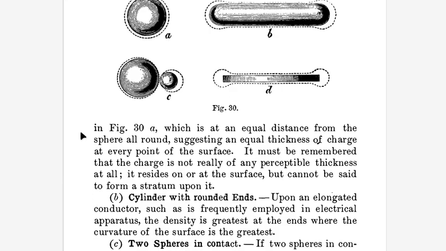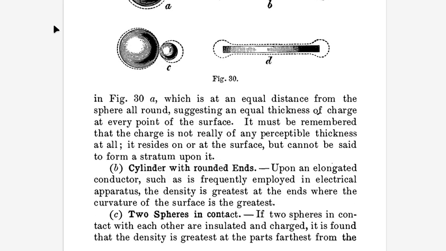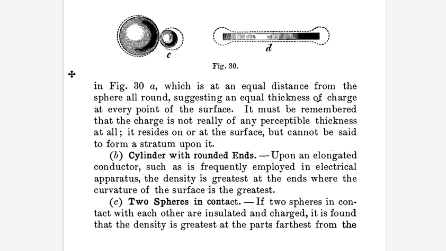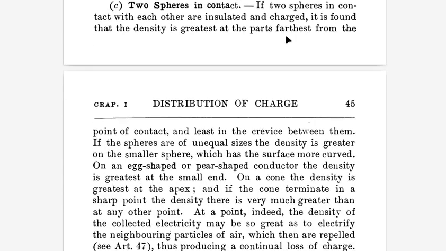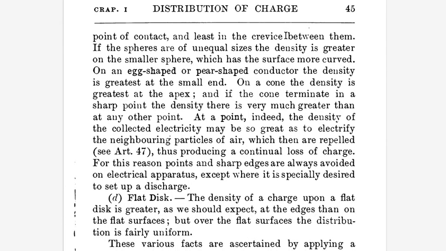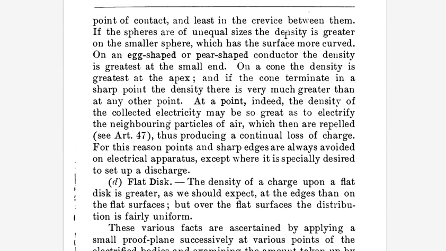Image B, cylinder with rounded ends. Upon an elongated conductor, such as is frequently employed in electrical apparatus, the density is greatest at the ends where the curvature of the surface is the greatest. Image C, two spheres in contact. If two spheres in contact with each other are insulated and charged, it is found that the density is greatest at the parts farthest from the point of contact, and least in the crevice between them. If the spheres are of unequal sizes, the density is greater on the smaller sphere, which has the surface more curved. On an egg-shaped or pear-shaped conductor, the density is greatest at the small end.